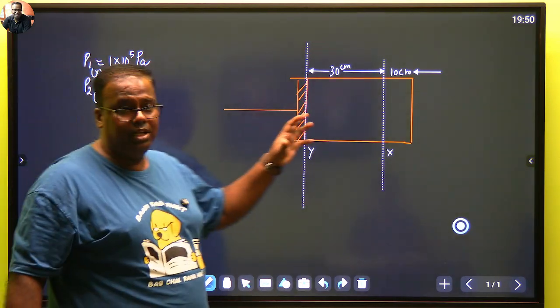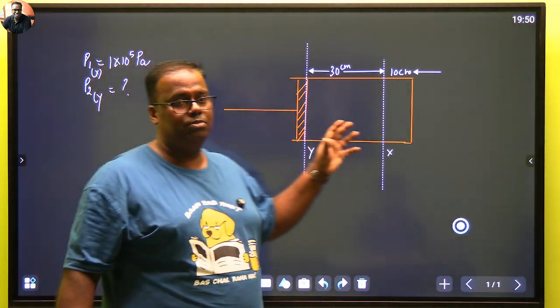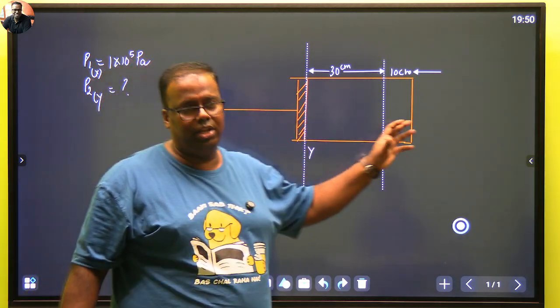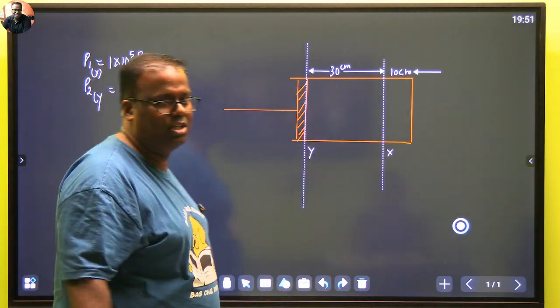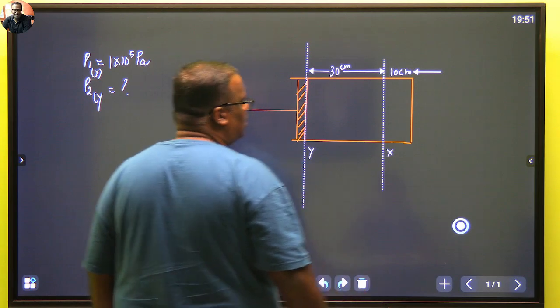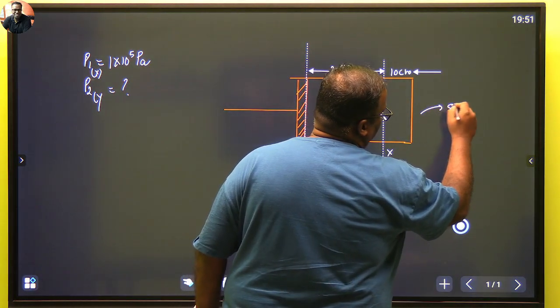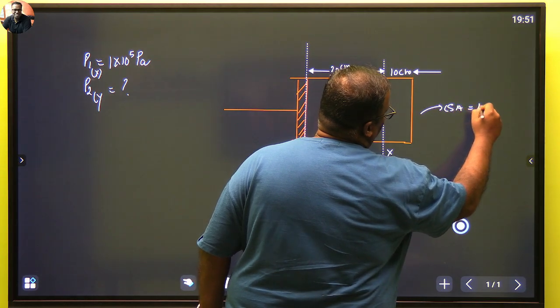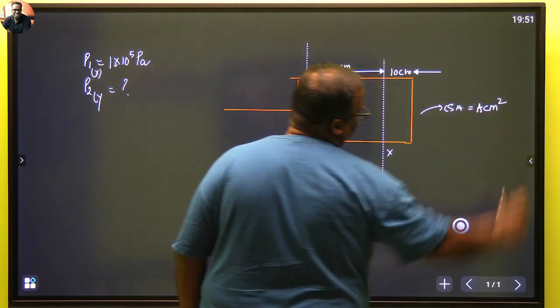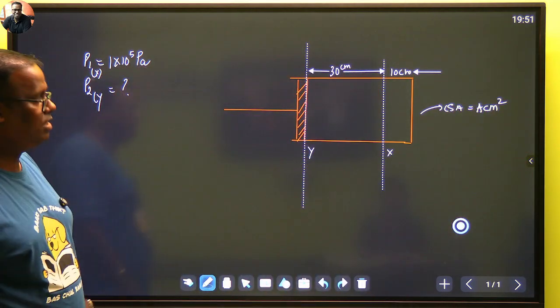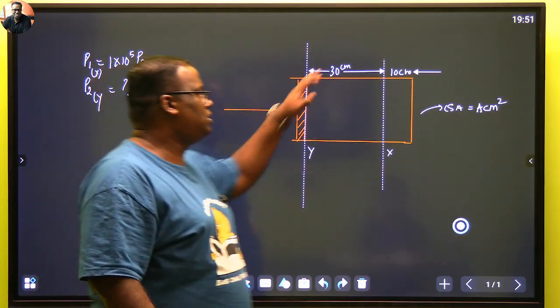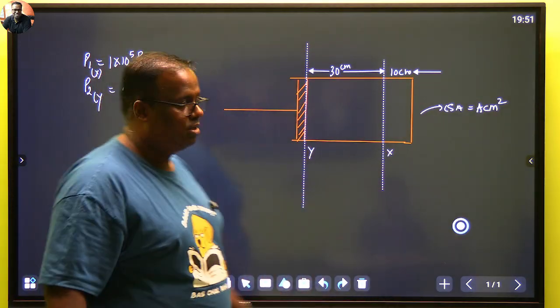Now this is a cylinder. Cylinder's volume is always cross-sectional area... You actually don't need the cross-sectional area. Let the cross-sectional area of the cylinder be a centimeter square. Have you understood? Volume is what? Cross-sectional area into displacement.